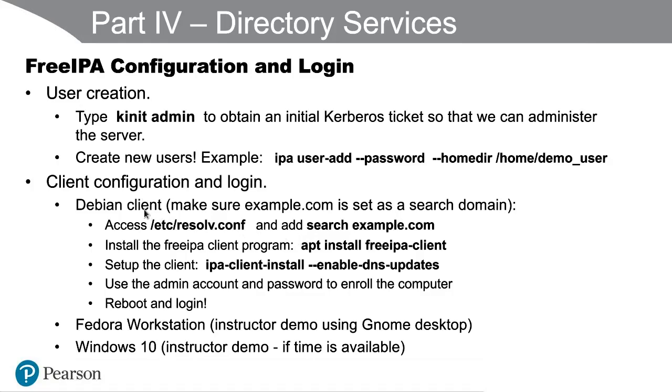I'm going to start with Debian, and then I'll do Fedora. There's not going to be time for Windows 10. That's going to take a lot of work, and this video is getting long already. But we want to add the search for example.com on the Debian client. Then we're going to install the FreeIPA client so that it can connect and then set it up. So let's do that now.